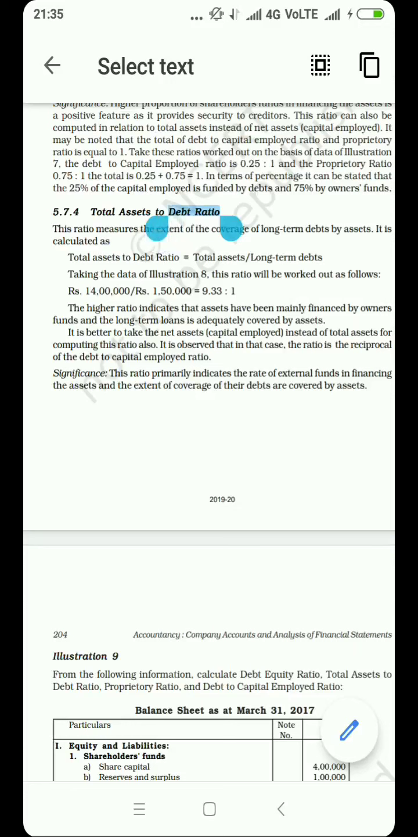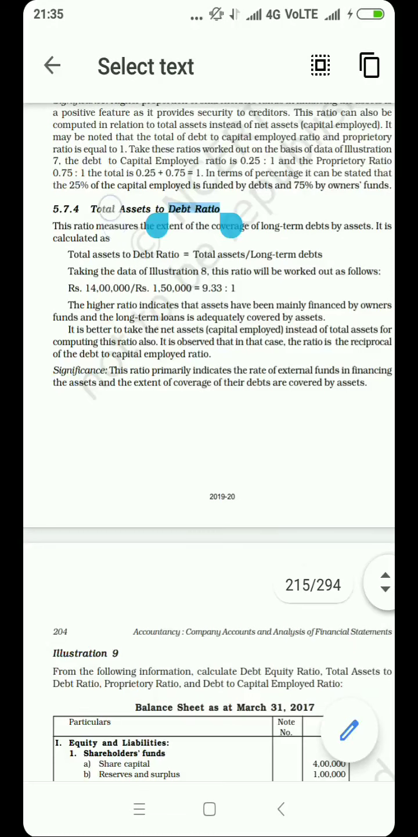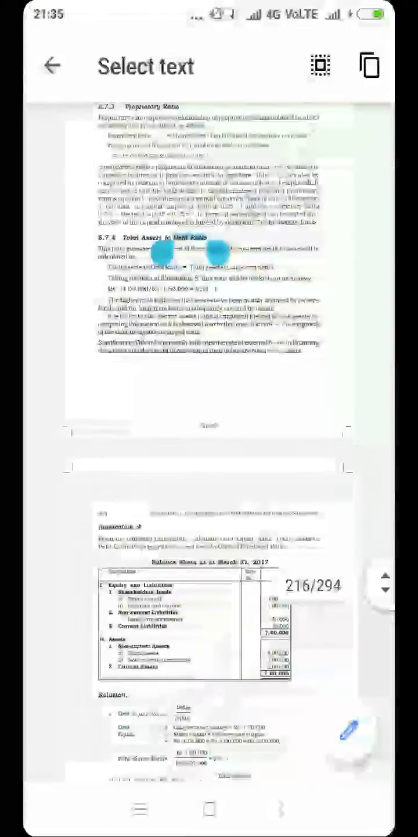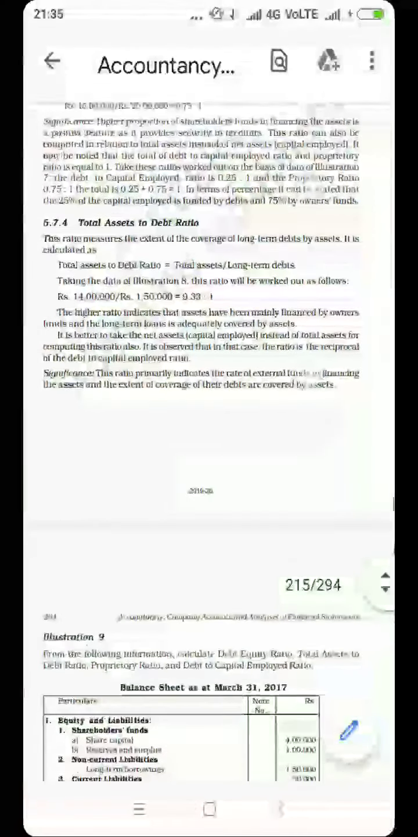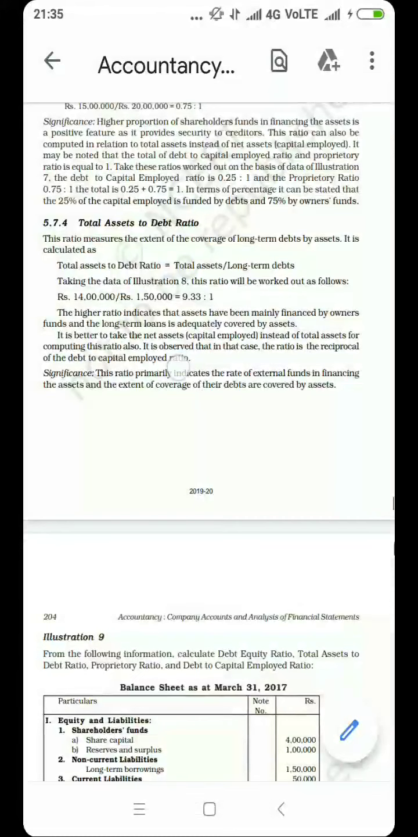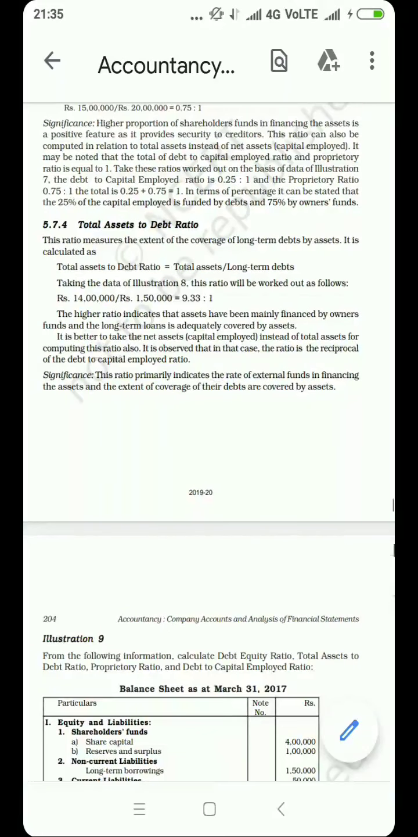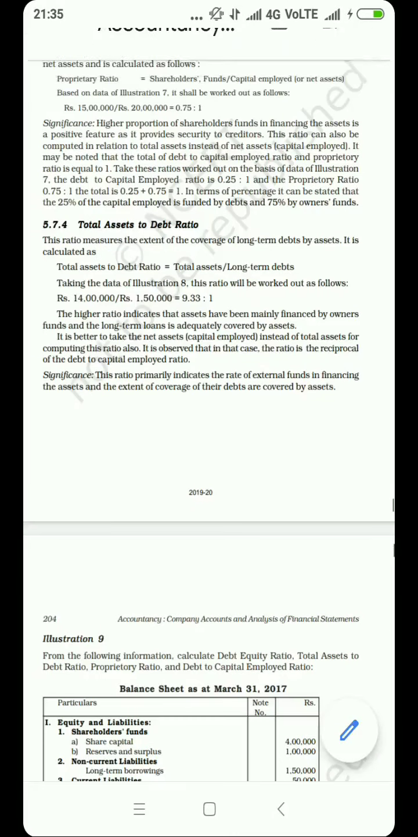Okay. So now we can automatically jump to significance. When numerator is total assets, a higher ratio is always better. A lower ratio is always dangerous. Okay. This ratio, I am going to the explanation.